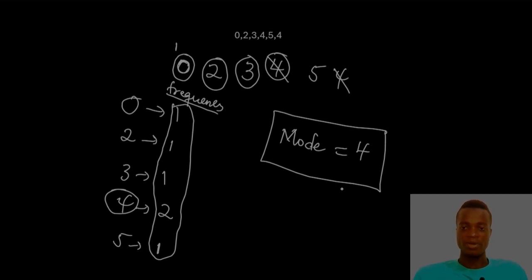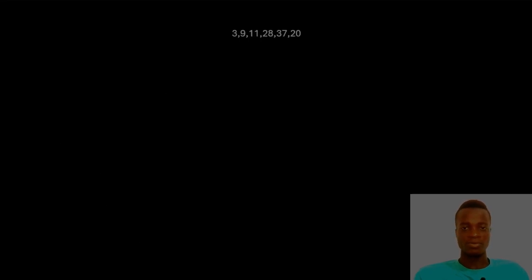So this is our first example. In our first example, the mode is just 4, because 4 appears twice and has the greatest frequency. The rest are 1, 1, 1, 1. Fine, let's go to the next example.